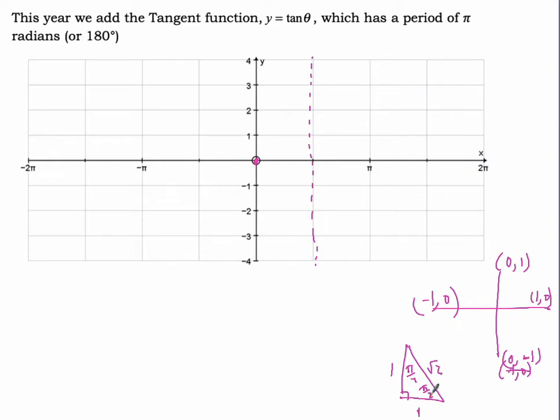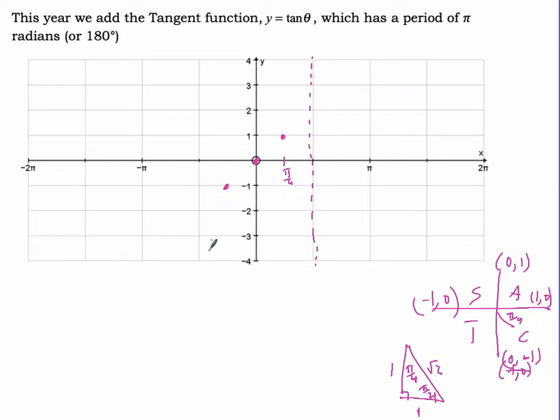Tangent of pi over 2 is, sorry, pi over 4. That's pi over 4. The tangent of pi over 4 is 1. So right here is pi over 4, right? So we have 1 right there. Okay, and similarly, tangent of negative pi over 4 is negative 1.